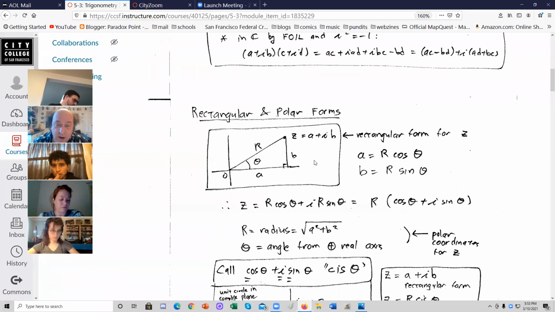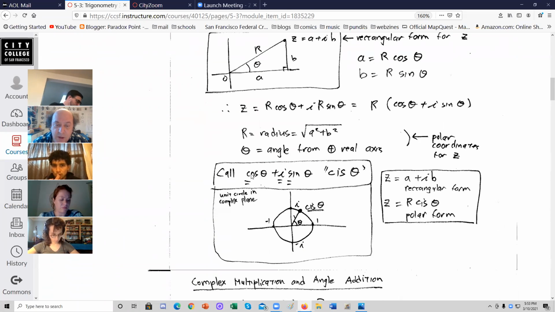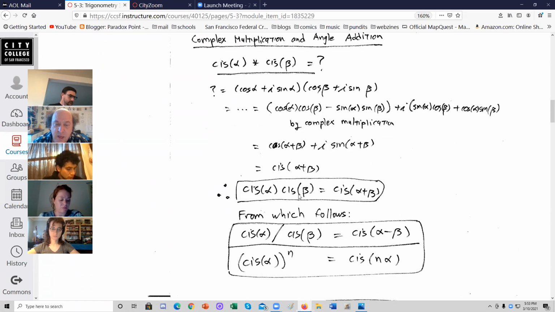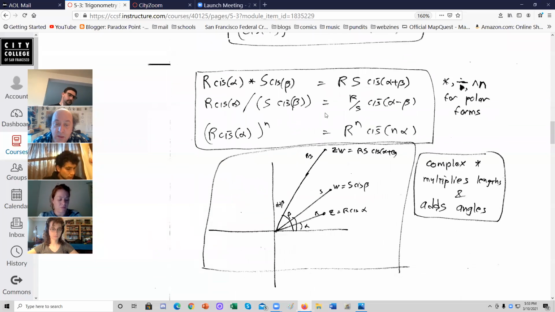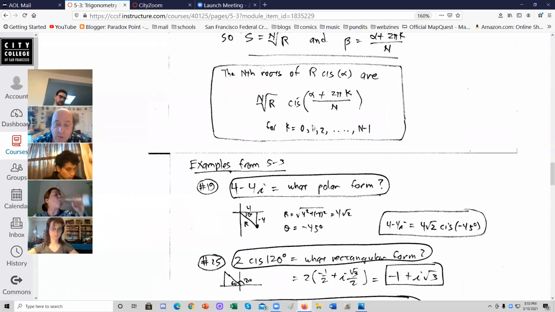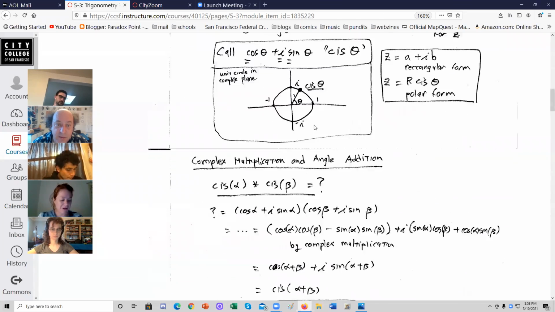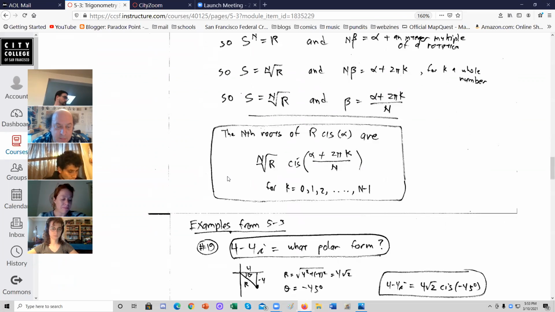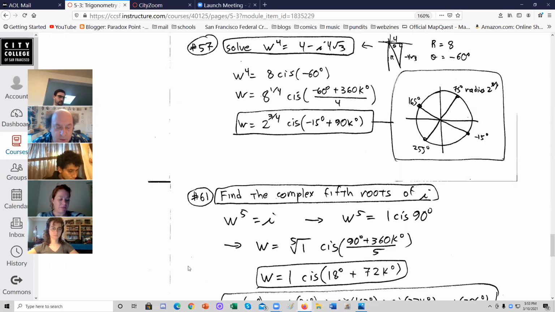It too has rectangular and polar forms and involves a special function cos theta plus i sine theta called cis theta, which lives in a unit circle in the complex plane. And it turns out that if you multiply two cis's, you get cis of the sum of the angles, and that comes from the angle addition formulas. So there are some rules about how to multiply, divide, and take powers of complex numbers and roots of them, and we'll do examples of that in due course. Okay, I'll call that done for now.